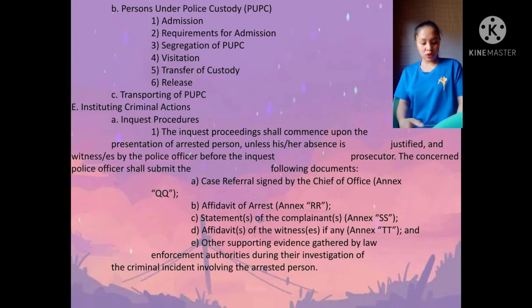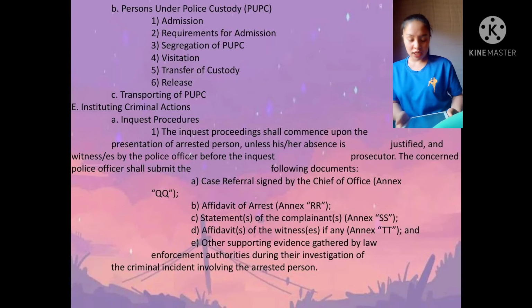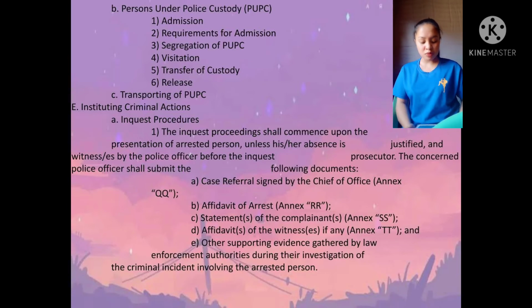So we're done with the persons under police custody. So the next one is the transporting of person under police custody. So we have here number one.